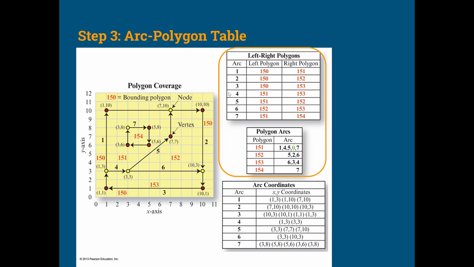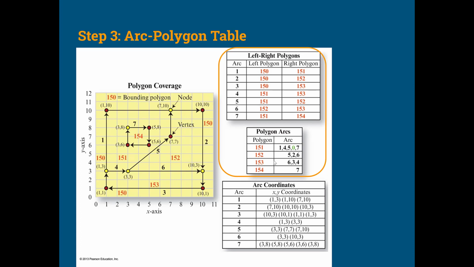So you have an arc, you have nodes, and then for each arc, for example, number 1 is from here to here. If you follow the arc direction, you will have your left side and right side. So your left side polygon is 150 right here. Your right side polygon is 151. It's right here. And so on. With that, I know 150 and 151 share the boundary, share the arc 1.